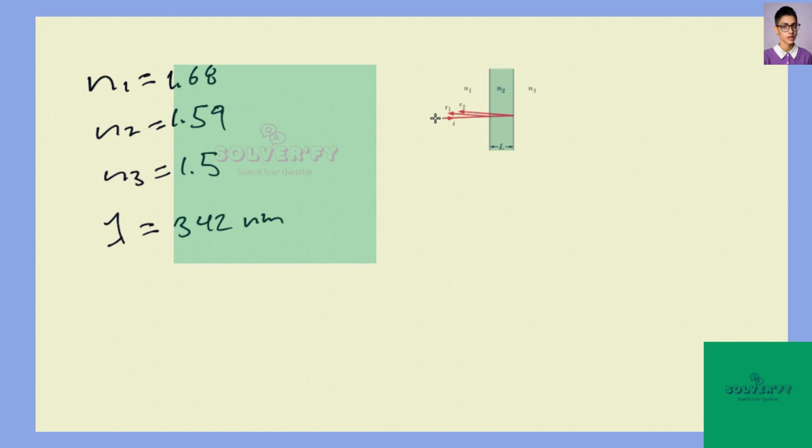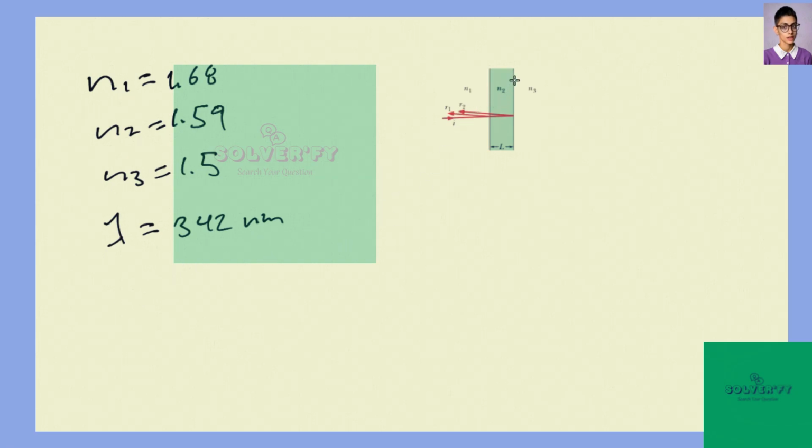So what's going to happen is the incident ray is going to partially reflect off of the first surface, going from N1 to N2, and partially transmit. That transmitted ray is then going to reflect off of the back surface between N2 and N3. And then those two reflected rays are going to interfere with one another. And they want us to find the distance L such that these two rays completely interfere, meaning they're completely out of phase. So that means that ray 1 and ray 2 have to be off by half a wavelength.